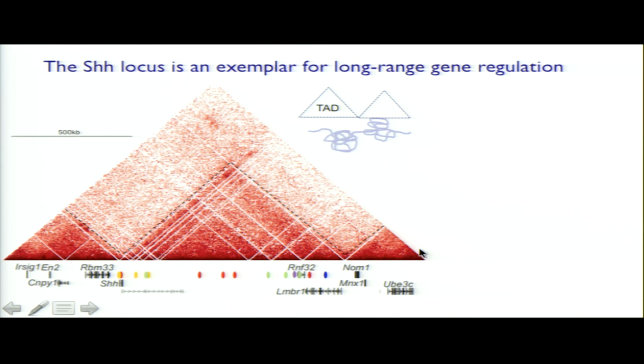Okay? So that triangle's a TAD, I've drawn it here, and we imagine in our minds that maybe what it looks like is a kind of globular chromatin bundle, that's a TAD, and then you move into the next TAD and that's a separate kind of bundle.